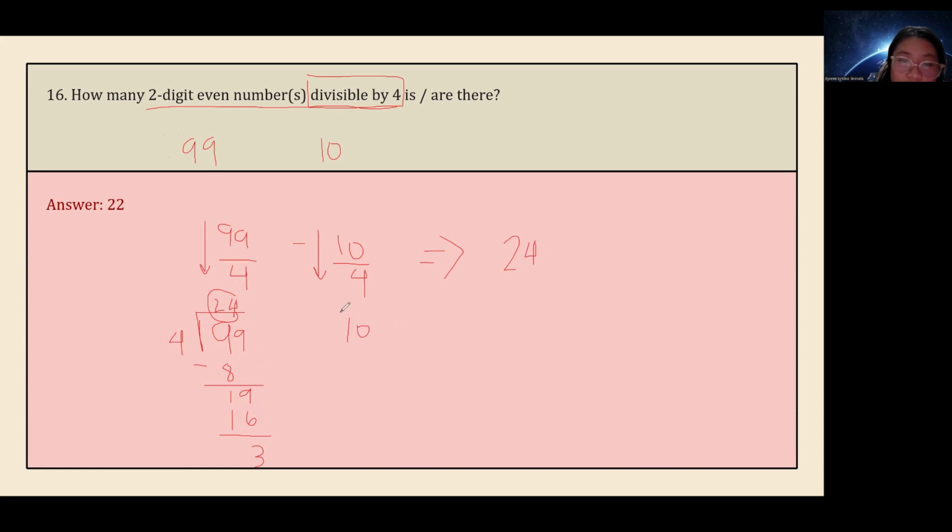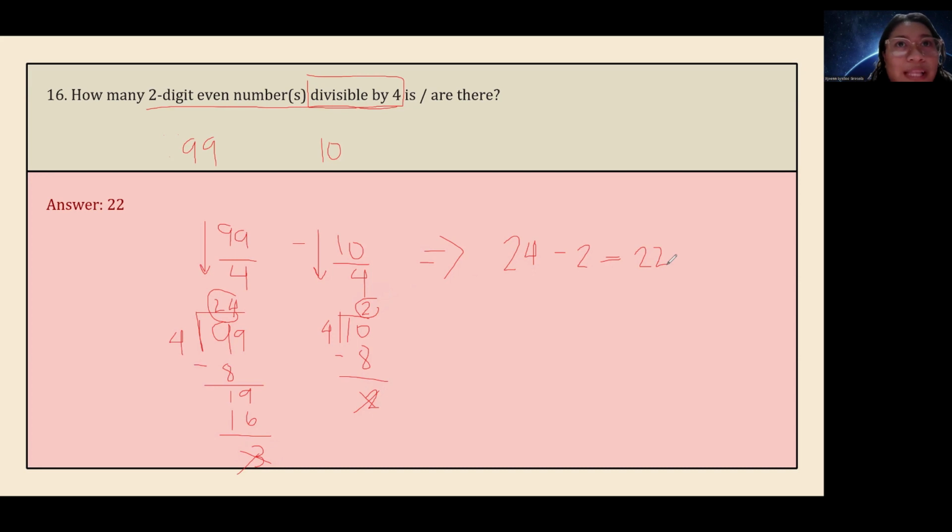Easy. We can get two sets of 4. So 2 times 4, that's 8. 10 minus 8, 2. So we will have a remainder of 2, but we will not account for the remainder. We only need to get this. So 24 minus 2 is equal to 22. So there would be 22 numbers that are divisible by 4. Two-digit numbers. Okay, let's try to list them down.